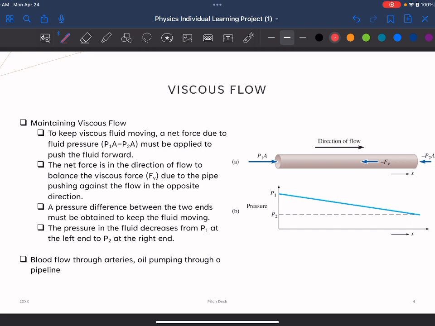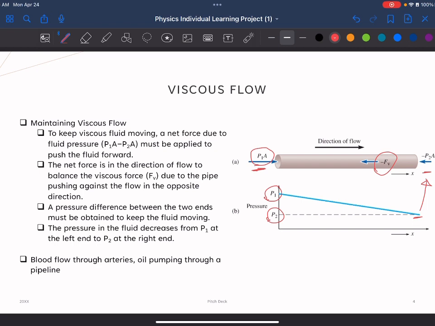To maintain a viscous flow, we need to have an applied force to go against our viscous force. And our fluid pressure is our pressure times our area. And as you can see in this graph, our pressure on this side is higher than this side. So our pressure is lower over on this side. That is because we need a pressure gradient to keep the fluid moving to go against our viscous force.